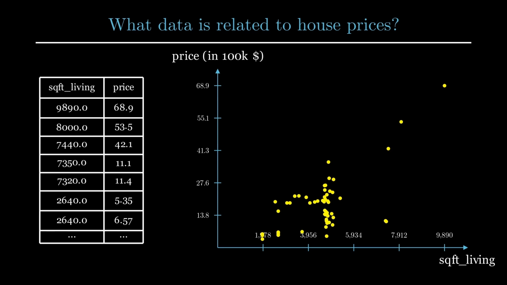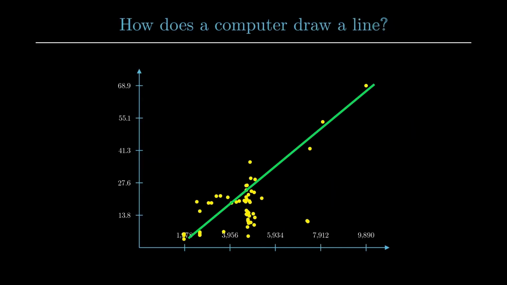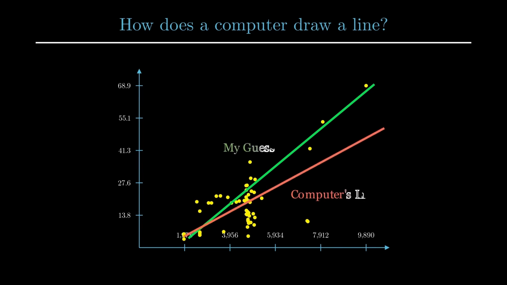Roughly, we can see that as the area increases, the price goes up. If I had to draw a line by eye, it would look like this. This green line is purely my eyeballed guess. But a computer can't eyeball a line like we do. Instead, it calculates it very quickly. Let's have the computer draw it. This red line is quite different from my guess.